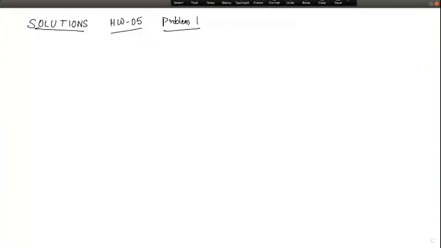Hello, this is problem number 1 in homework 5. This talks about the acceleration due to gravity on Jupiter relative to the acceleration of gravity on Earth. We know that g in general is given in terms of the universal gravitational constant G, times the mass of the planet over the radius of the planet squared.